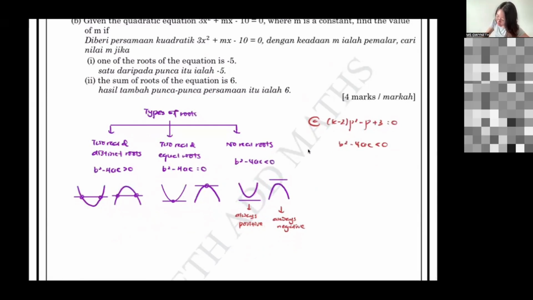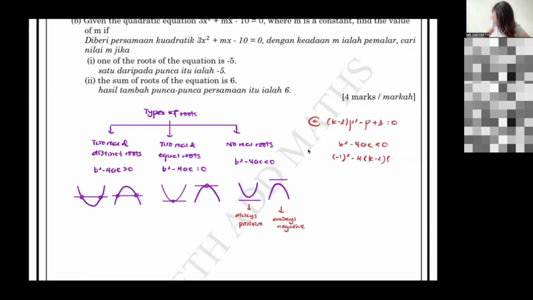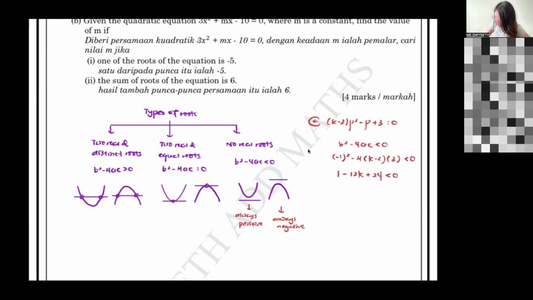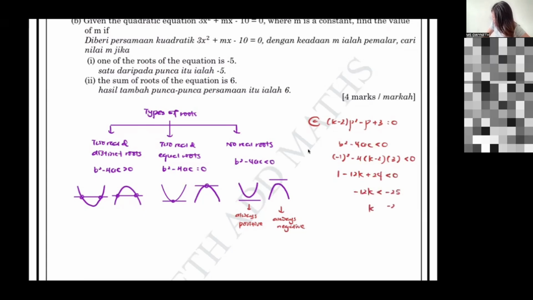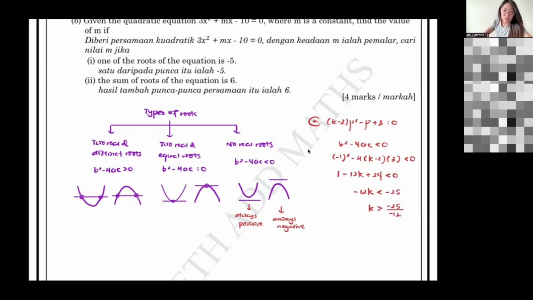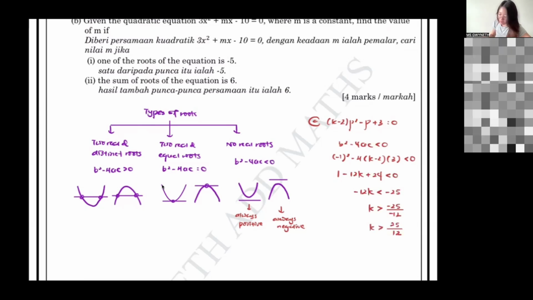So b squared is negative 1 squared. A is k minus 2. C is negative p plus 3. Sorry, negative p plus 3 block. This is 3 only. Then lesser than 0. Then expand. 1 minus 12k plus 24 lesser than 0. So negative 12k lesser than negative 25. And then be careful, you are moving a negative number over to be divided, so you must flip the sign over. You learn this in your form 1. So negative, negative, positive, 25 over 12. That's the answer for A.